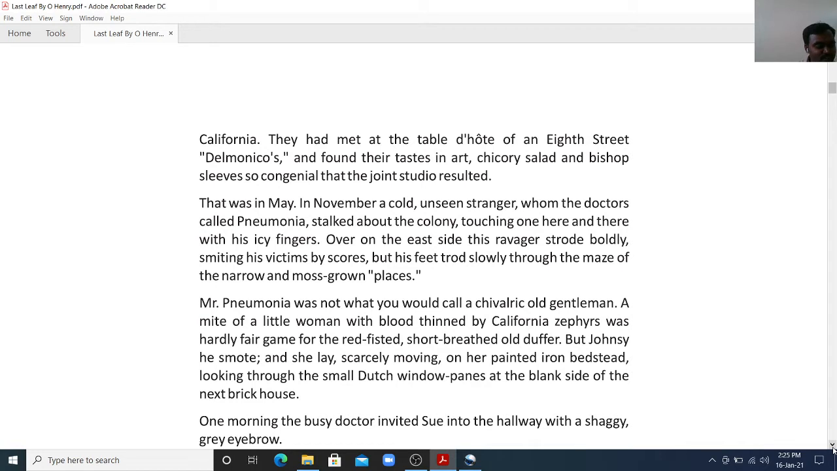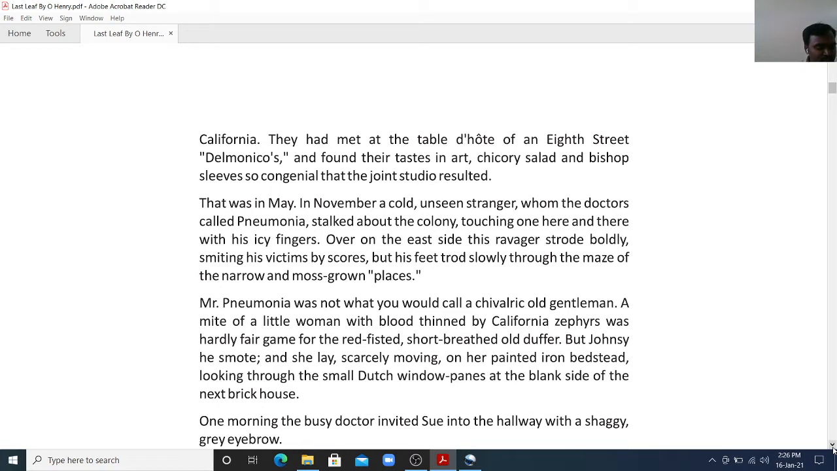Was hardly fair game for the red-fisted, short-breathed old duffer. So she became the target for this Mr. Pneumonia, a red-fisted old man who is short-breathed, meaning, as he was suffering from pneumonia, he takes short breaths. But Johnsy he smote, so he hurt Johnsy. This little woman is Johnsy, and she was hurt.